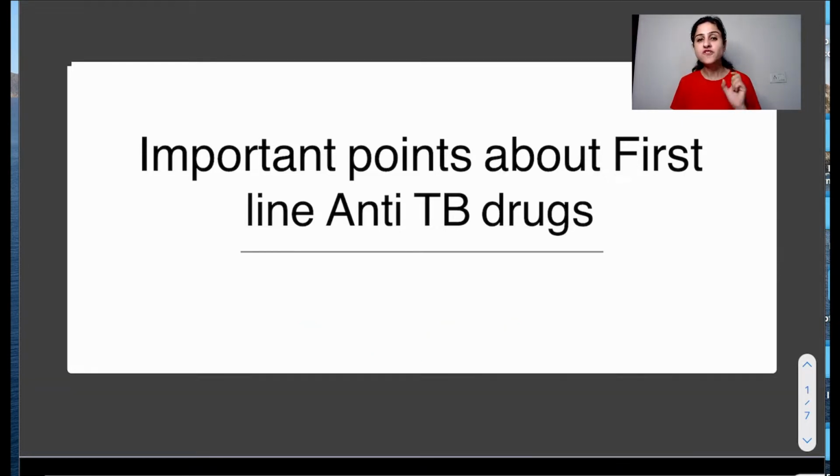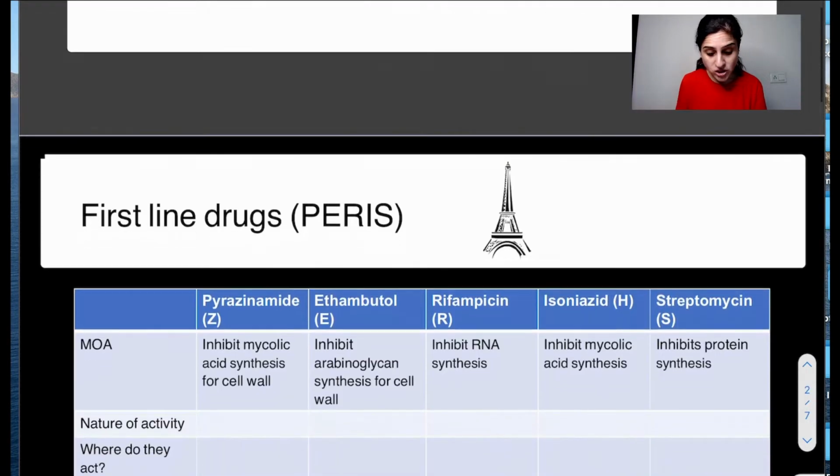Today I'm going to tell you about the must-know points about the first line anti-TB drugs. Very briefly, I'll tell you what all you should know. I expect that you've read your books and you're prepared, but still, these are those salient features which any student should not miss, right? So, let's get right into it.